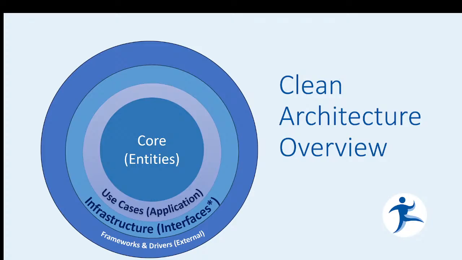Now, the thing you don't see yet are the dependencies. So let's look at those. There they are. And they're drawn that way on purpose. And the reason is because you've got external going in. The frameworks can see all these layers. Infrastructure can see all the inner layers. Use cases knows about core, but core doesn't know about these.